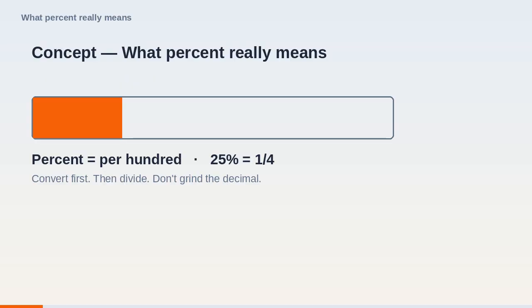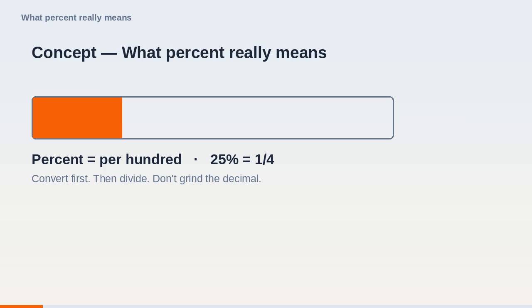Hey, let's learn the concept properly. Not the exam jargon version. Forget the fancy word for a second. Percent only means per 100, that's it. 25 out of 100? That's a quarter. Look with me. One whole bar, a quarter shaded.